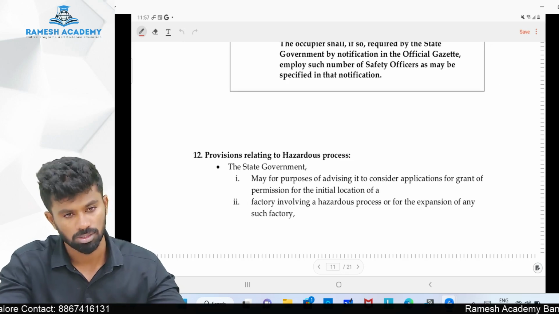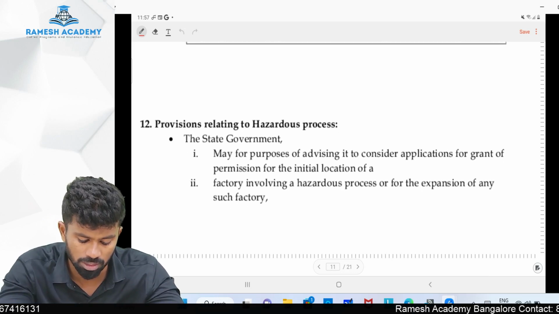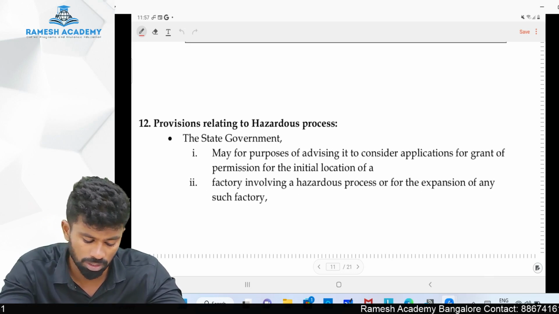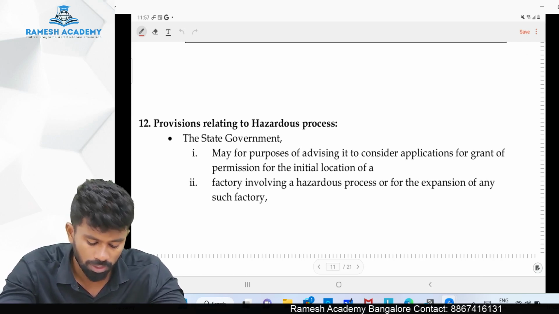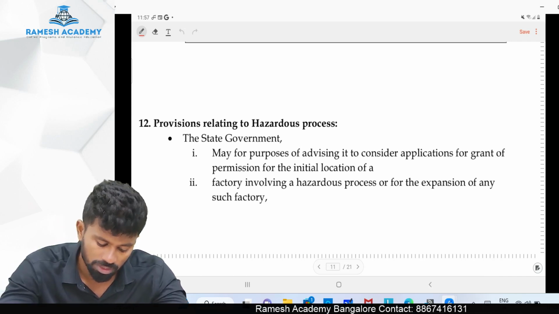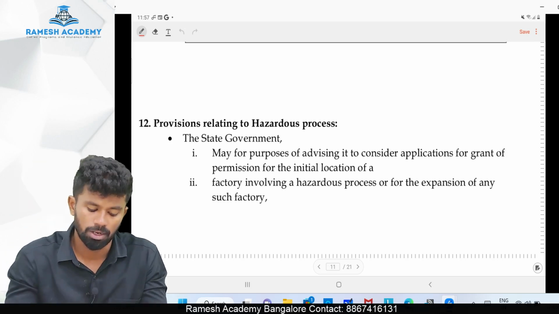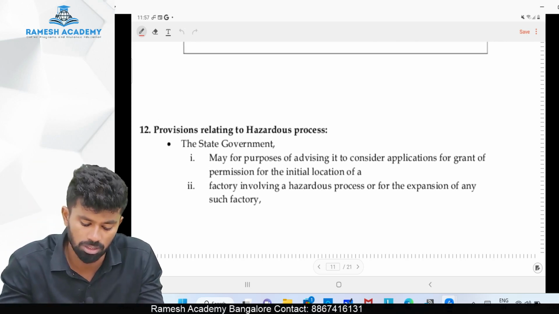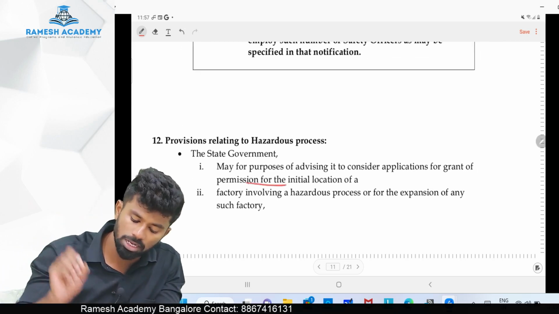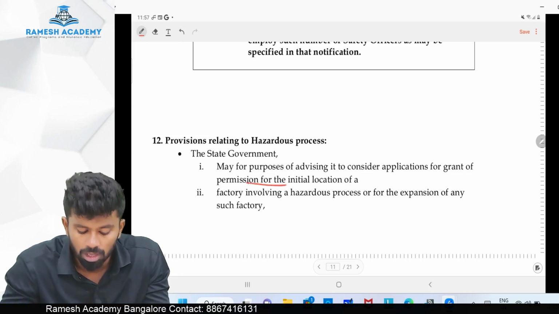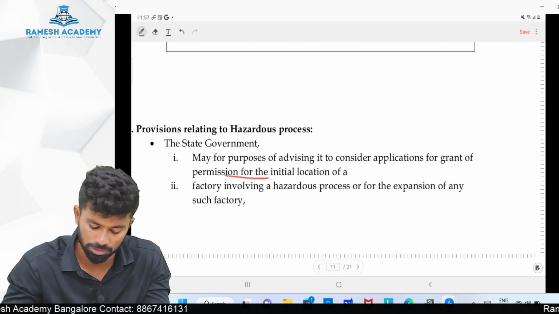Hazardous process. The State Government may, for the purposes of advising it to consider applications for the grant of permission for the initial location of a factory involving a hazardous process, or for the expansion of any such factory. Okay, the State Government may, for advising it to consider applications for grant of what? Permission for the initial location of a factory involving a hazardous process or for the expansion of any such factory.